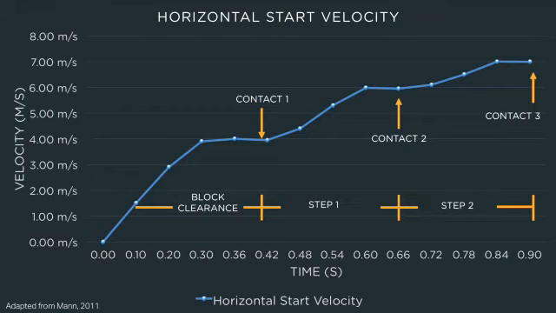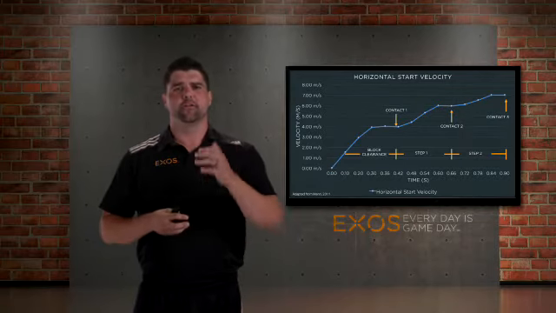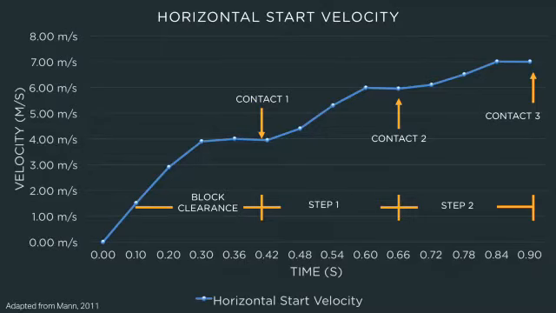We are talking about block starts. So imagine someone's coming out of a 2-point start or a 3-point start. This can be analogous to that. We basically have 3 time periods. We have the time between starting to push into the blocks until their first foot hits the ground. And then we have the time from the first foot hitting the ground to the second foot hitting the ground, and that's what we call step 1.